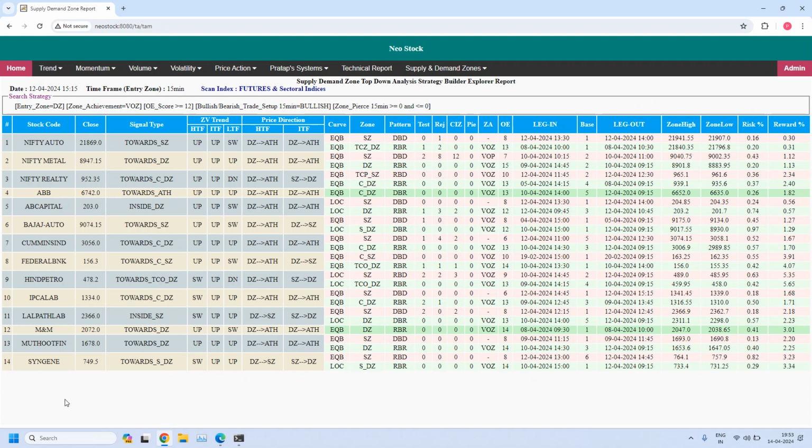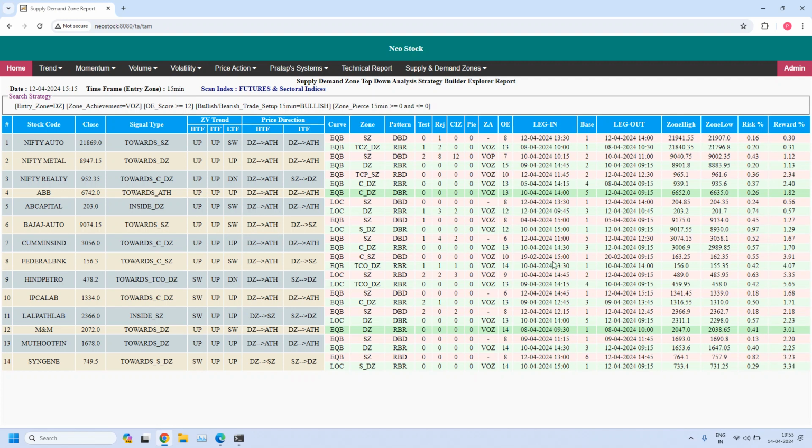I'll be giving you a few seconds to watch this report. After that I move on to the next report. What you need to do, just pause the video. Taking this leg in, base and leg out, you can draw the zones. And how to understand this report and how to draw the zones on the charts using leg in, base and leg out, everything I explained in lesson 21.